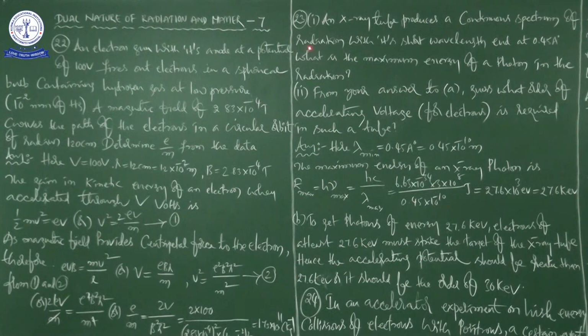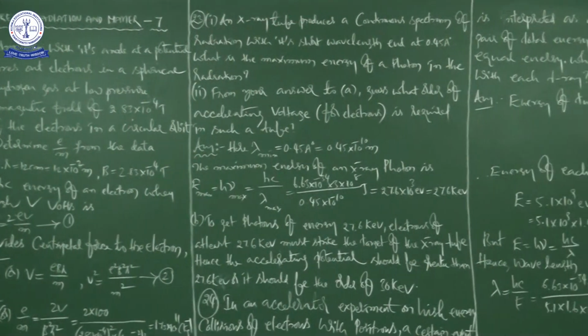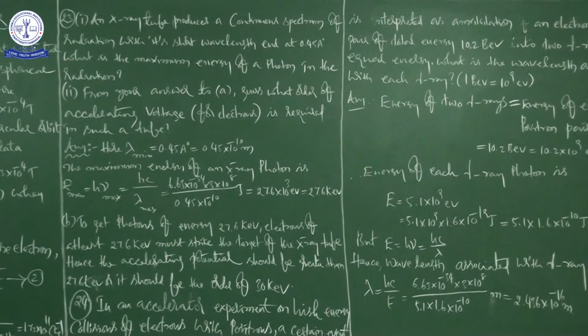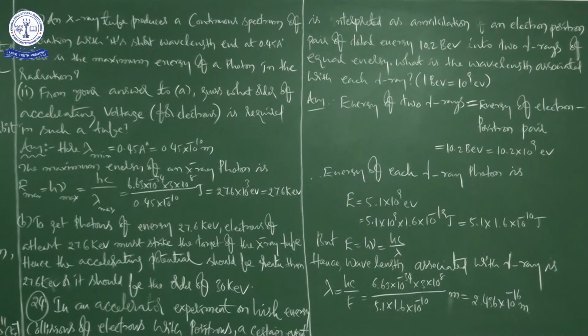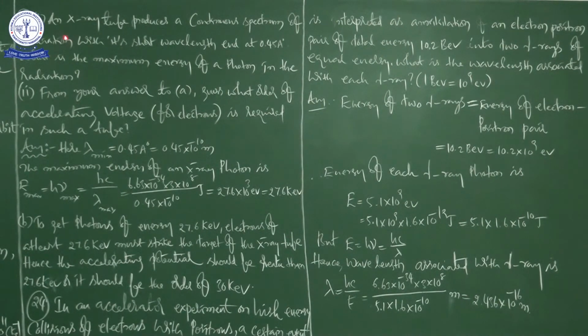Right, now the next problem, that is problem number 23. Next problem, see here, an X-ray tube produces a continuous spectrum of radiation with its short wavelength at 0.45 angstrom unit, full stop. What is the maximum energy of a photon in the radiation?